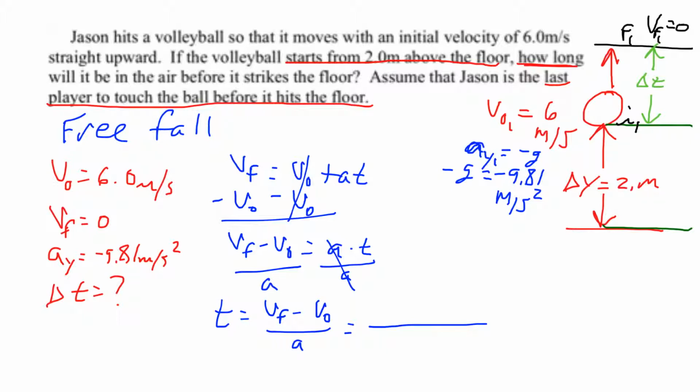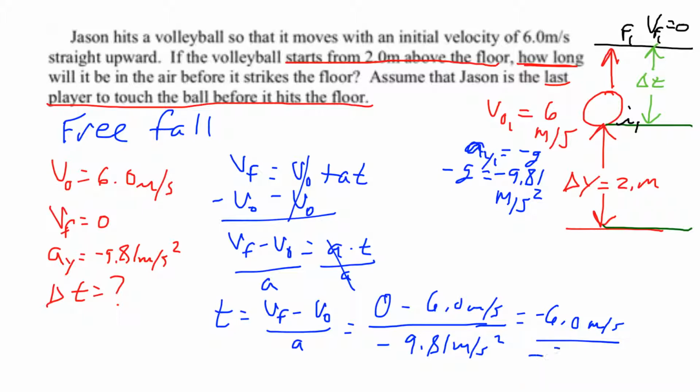So now we just plug it in. The final velocity is 0 minus the initial velocity divided by the acceleration due to gravity. You'll notice up here we get 0 minus 6. That's going to give us a negative number. We've already got a negative number on the bottom, so those 2 negative signs will eventually cancel out, which is good because you can't have negative time.